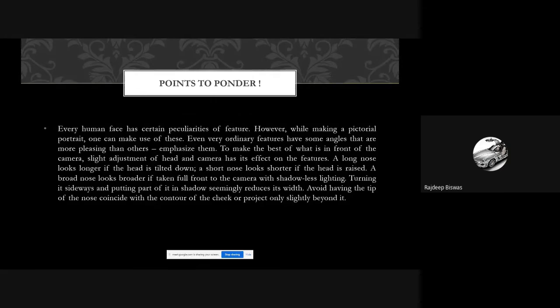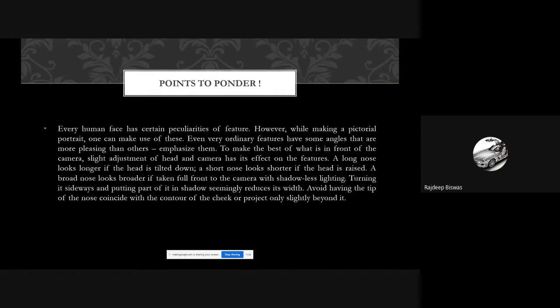Every human face has certain peculiarities of feature. However, while making a pictorial portrait, one can make use of these. Even very ordinary features have some angles that are more pleasing than others. Emphasize them. Trust me, friends, each one of us has a certain angle at which we look the best. To make the best of what is in front of the camera, slight adjustment of head and camera has its effect on the features. How?